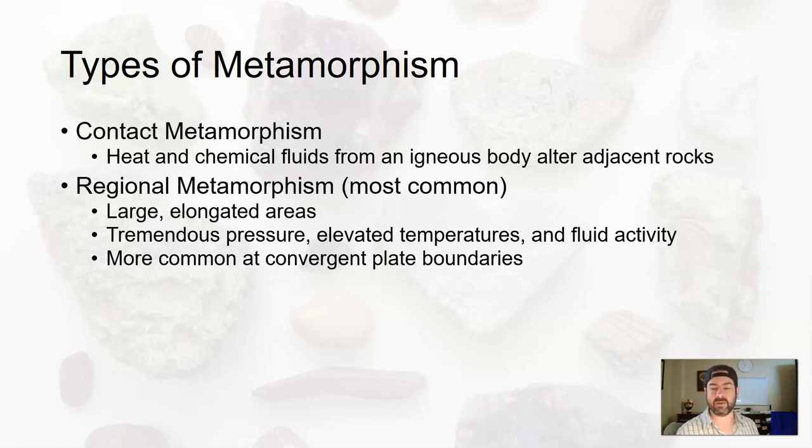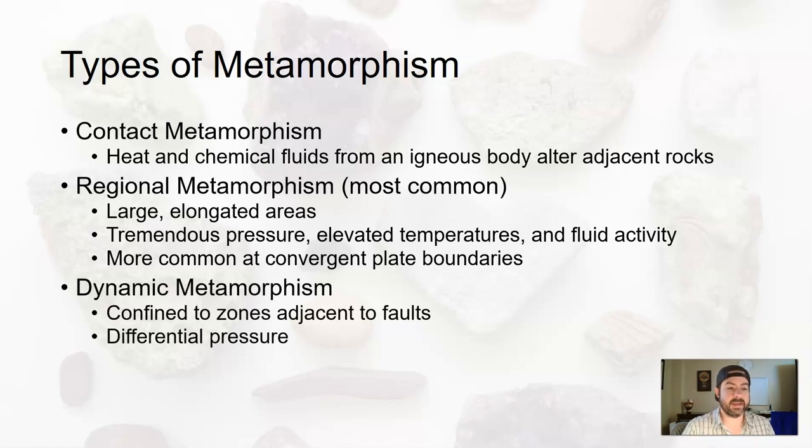This is very common at convergent boundaries. So if we've got slabs of tectonic plates colliding, metamorphism is going to happen over a very long range, and that's called regional metamorphism. A lot of heat, a lot of pressure there. Dynamic metamorphism, a little less, but around fault zones where we get some differential pressure.